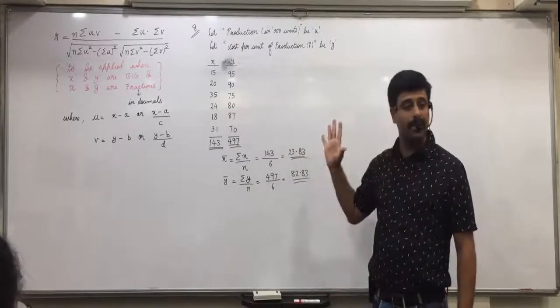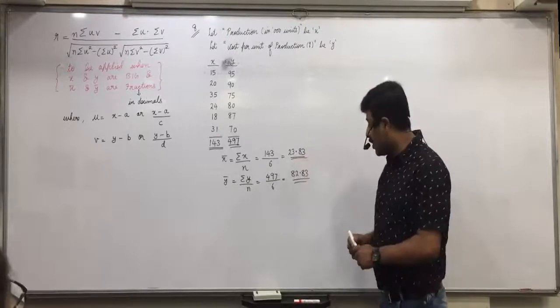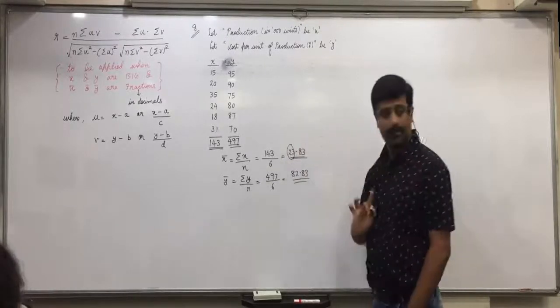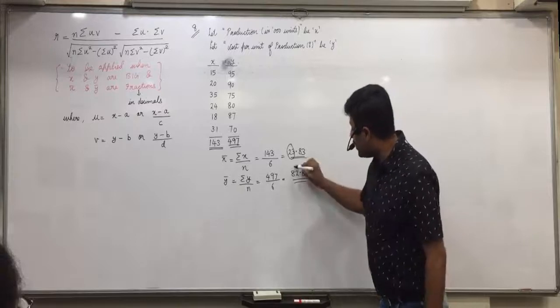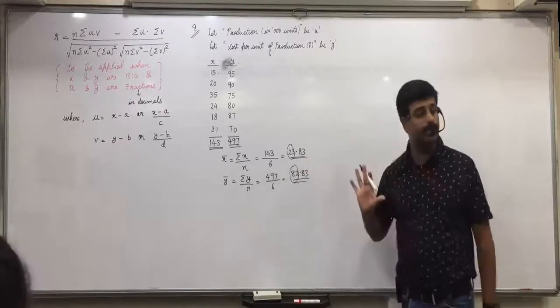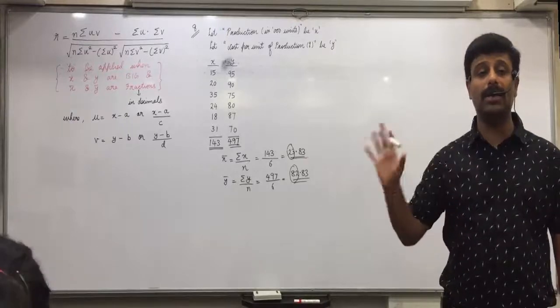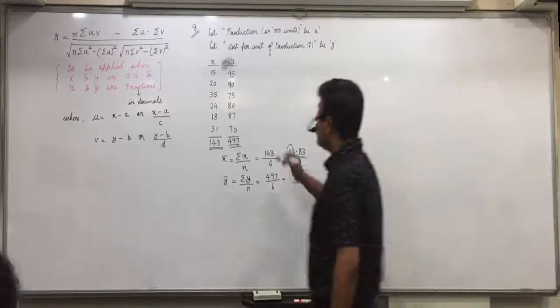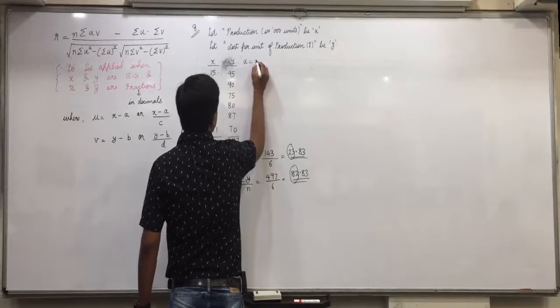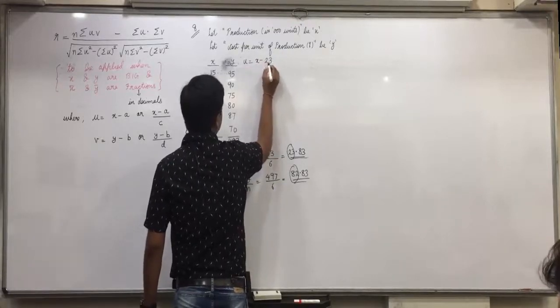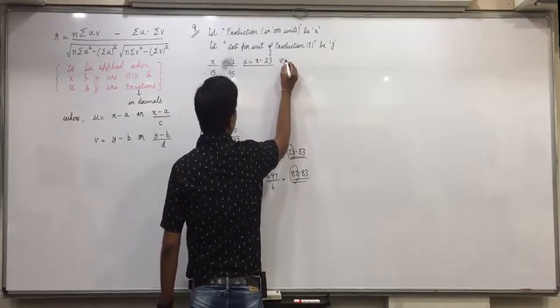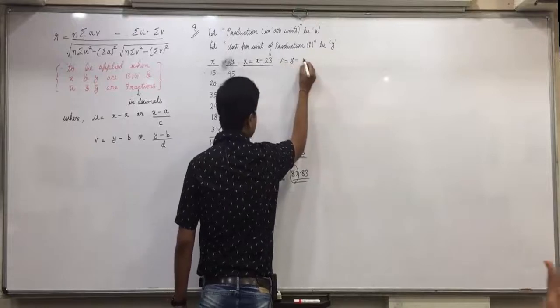Ignore the decimal, that's it. 23.83 means what will you take assumed mean? 82.83, what will you take assumed mean? Simple, that's it. You follow in all the questions this point only. Ignore the decimals. So how we will obtain u is x minus 23. And how we will obtain v is y minus 82.